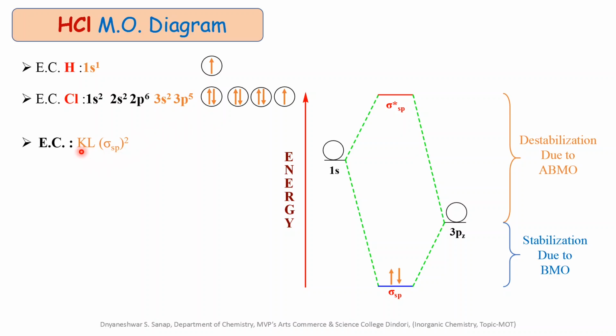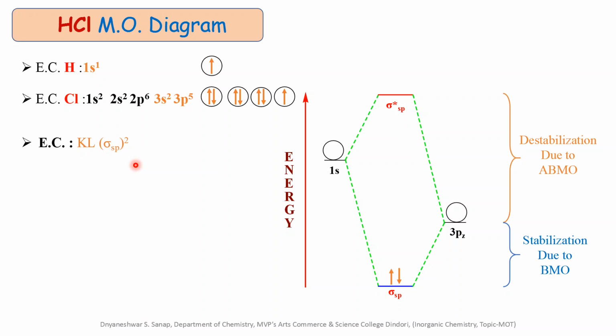After writing K and L, which are the electrons not participating from the atomic orbitals, we have to write the electrons in the bonding molecular orbital, that is sigma sp2. And the electronic configuration of HCl molecule is KL, then sigma sp2.